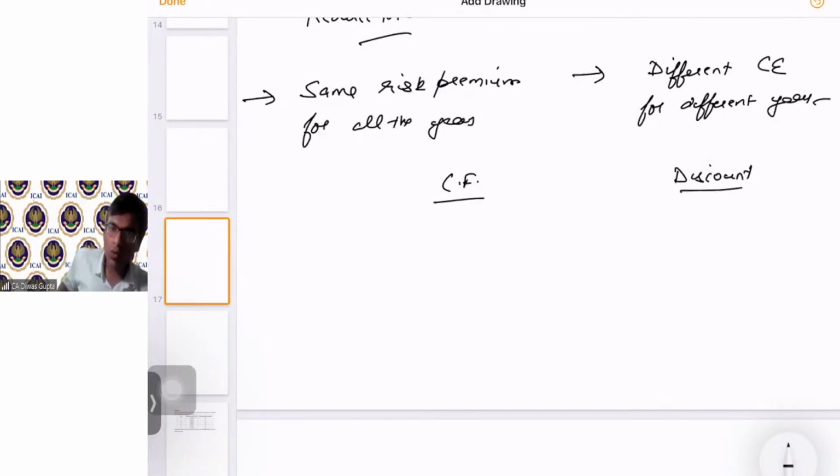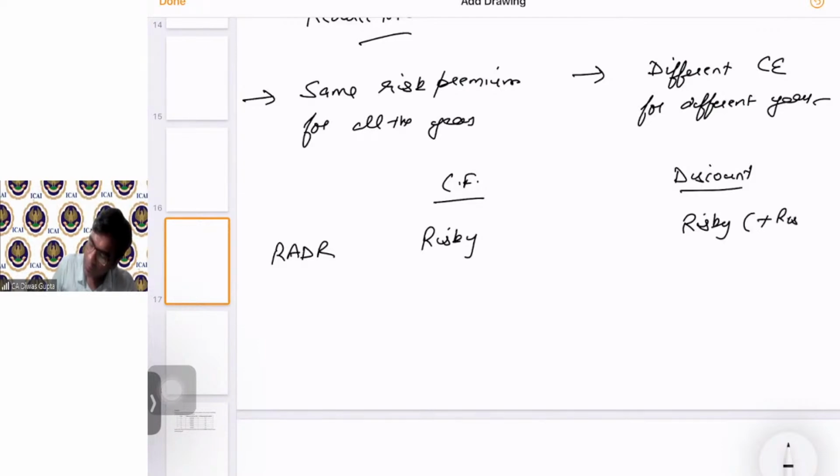Now, last thing in this will be cash flows and discount rate. For the RADR method, you will take the risky cash flows and risky discount rate, correct? Which includes risk premium. I'm saying plus risk premium, correct? That's how you will do for RADR. Or you will use the certainty equivalent approach, correct? Because you won't apply both.